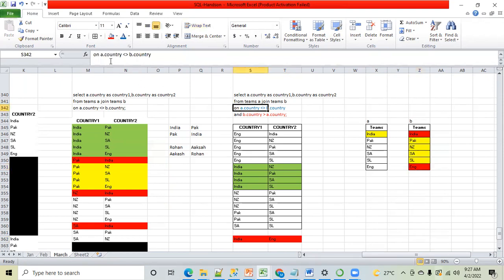Let's check with the first condition. The first condition is telling both the countries should be different. So both the countries are different or not? Different. Yes. They both are different. So this condition is passed. So ideally we should get this data, but this is not coming. Let's verify the second output.